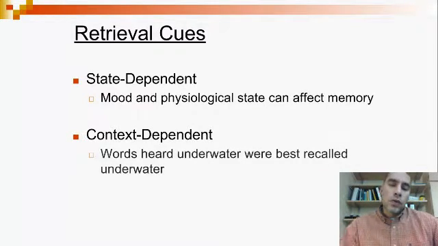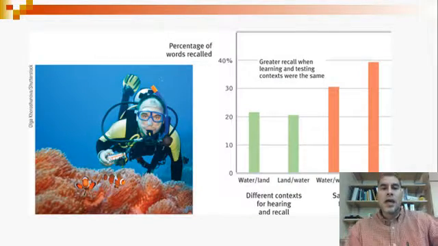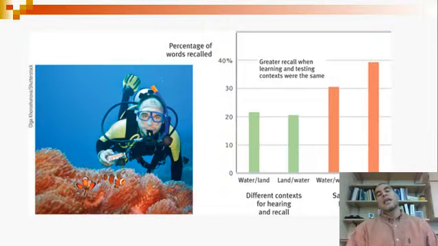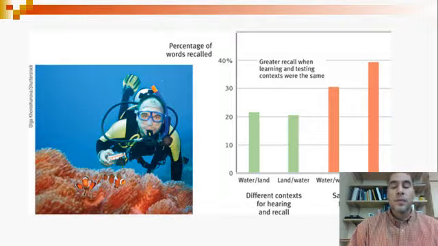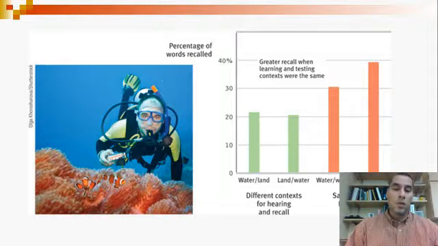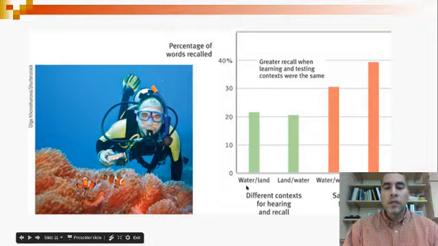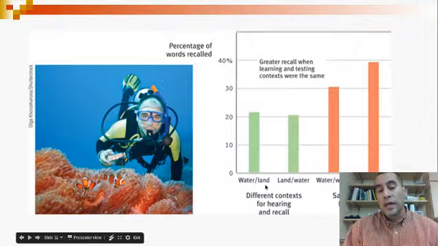The context in which we learned information can also affect our memory. Here's an example of context-dependent memory. I'm going to go right to this slide here because it shows a good example. Here a study was done where they exposed people to words and asked them to recall those words in one of two conditions, either underwater or on land. Here's what happened. When the person heard the words underwater and was asked to recall them on land, you can see the percentage that they got correct.